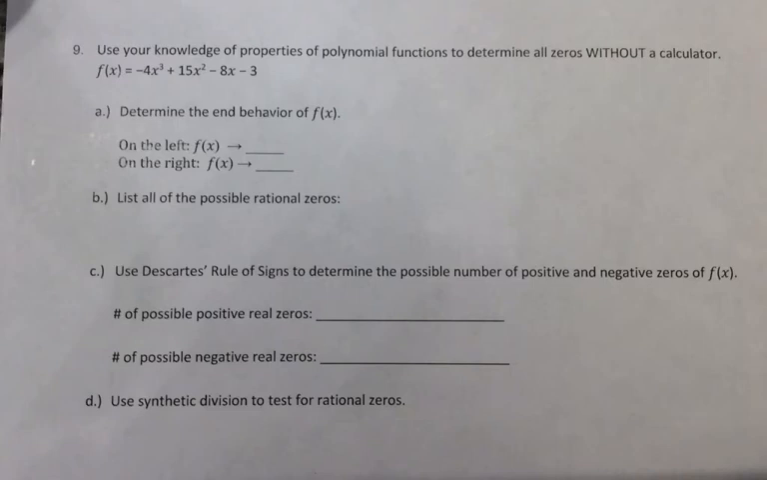For the function f of x equals negative 4x to the third plus 15x squared minus 8x minus 3. So first off, we're going to determine the end behavior of f of x. Now the degree is 3, so it's odd.